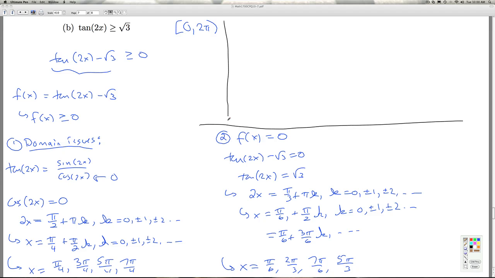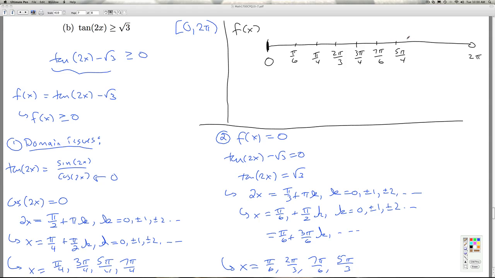If I make the sine diagram, and once again, we're starting at 0 and including that and going over to 2 pi. We have to put these on the number line in their correct order. Okay, so as I go around the circle, pi over 6 comes first, then pi over 4, then 2 pi over 3, then 3 pi over 4, then 7 pi over 6, then 5 pi over 4, then 5 pi over 3, and then 7 pi over 4.